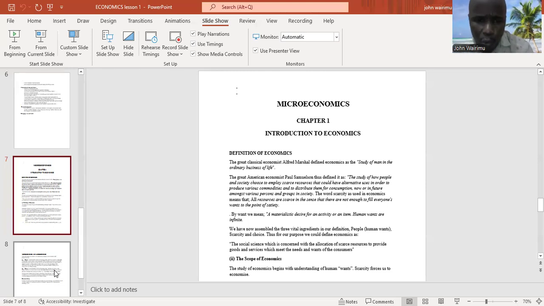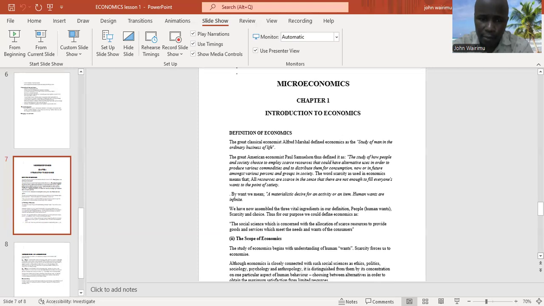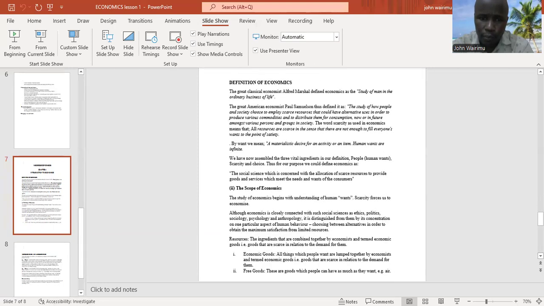Now, we have assembled the three vital ingredients of our definition. We know who people are. In this case, we are talking of human wants. We are talking of scarcity and choice. Now, let's look at the scope of economics. The study of economics begins with an understanding of human wants.